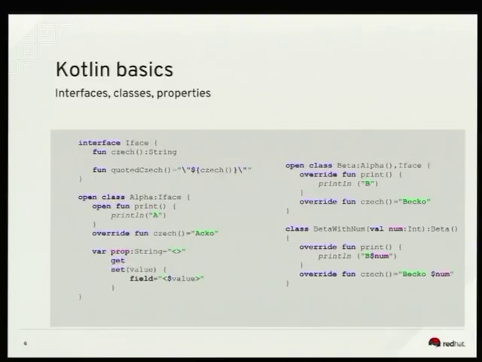What is interesting is that functions or methods are public by default and they are final by default. So if you want to override it, you need to open it. You even need to open the class to have it extended, and as well, if you want to make the function private, you need to write it there.